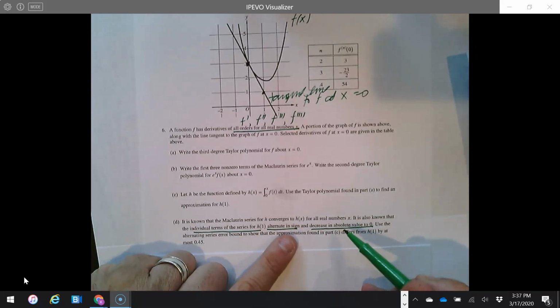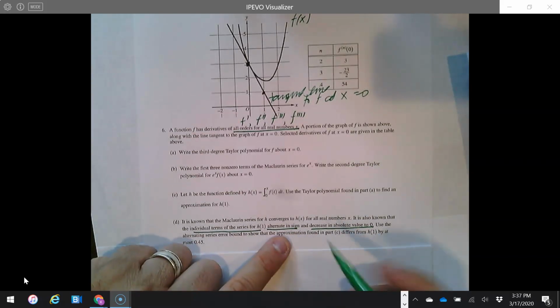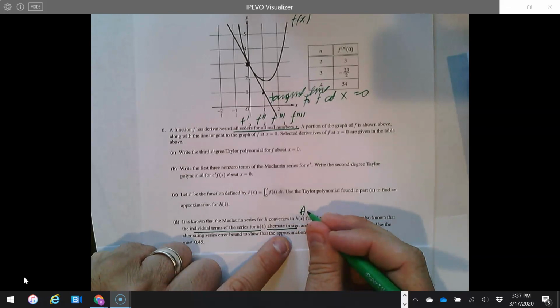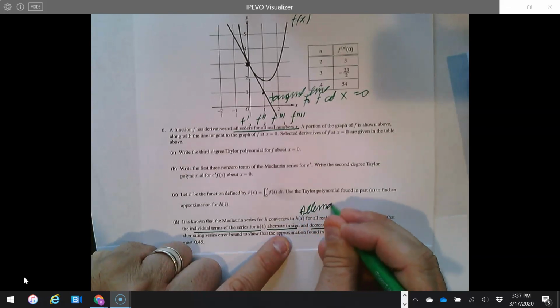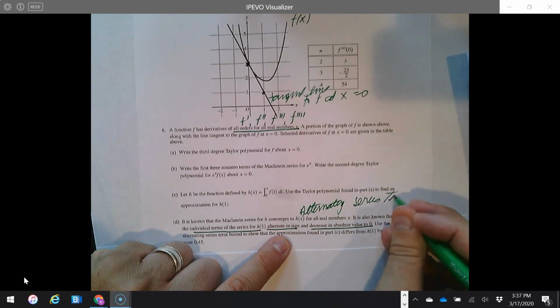I am hoping that that is getting you to start thinking about something important. These are the conditions for the alternating series test. We'll come back to that in just a little bit.